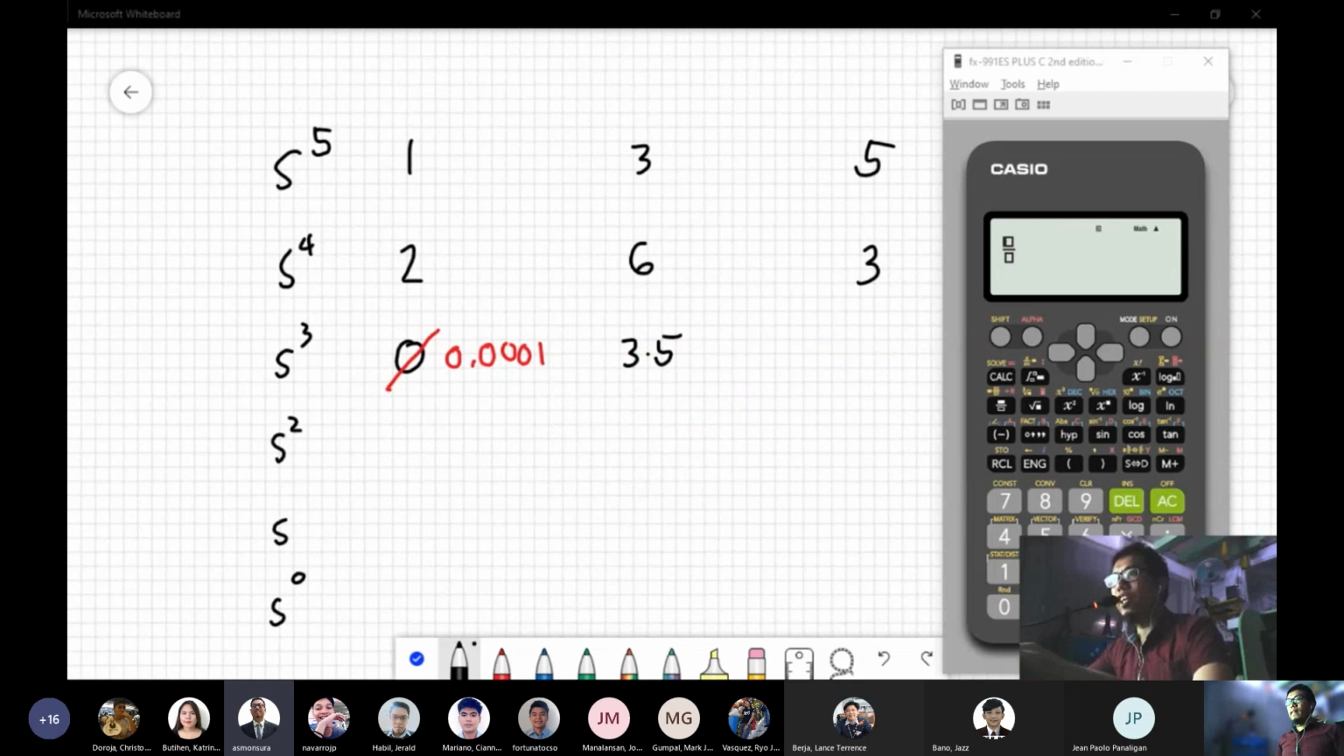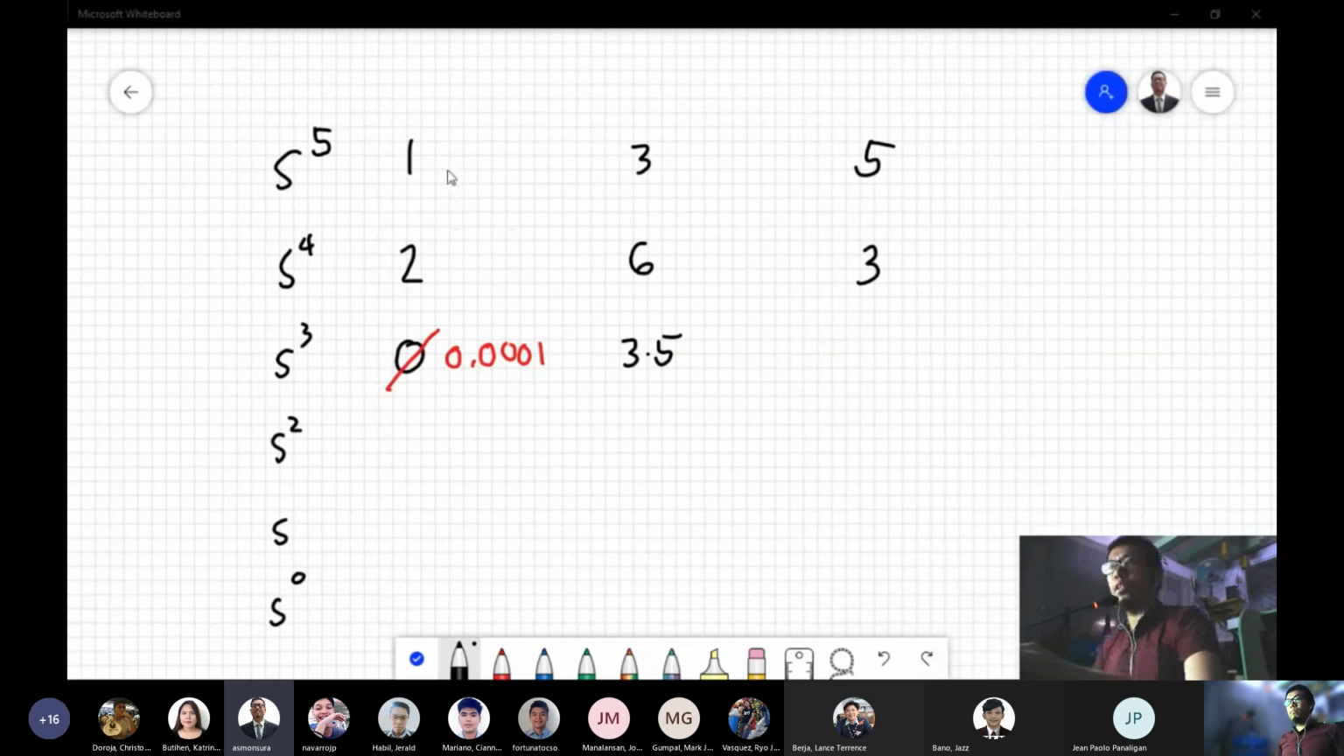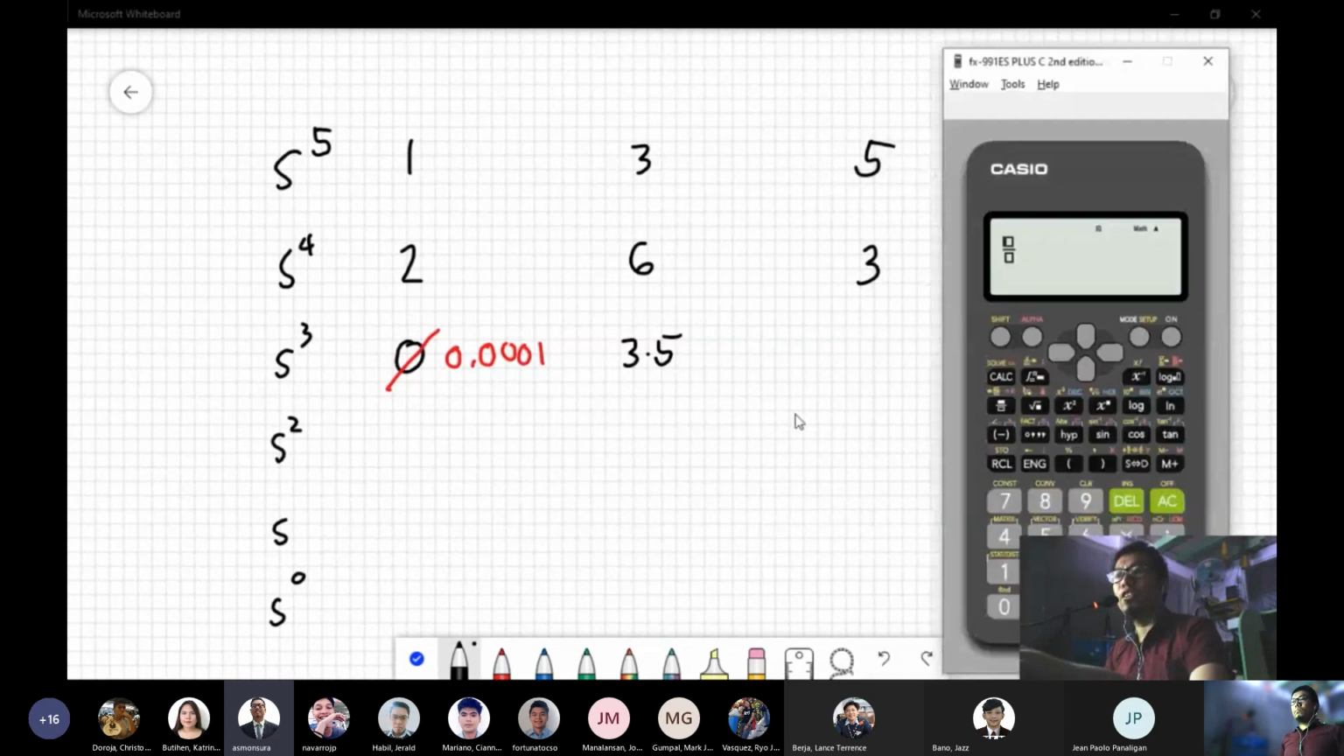Halimbawa, ito na nga yung ating route table. Sinimulan ko na siya. Okay, so 1, 2, 3, 6, 5, 3. So again, pagka kinumpute natin ito, itong part na to, this becomes 0. Okay, pero in this case, instead na 0 yung epsilon yung ipapalit ko sa kanya, ipapalit ko sa kanya is 0.0001 instead. A positive small number. So that pag kinumpute natin ito ngayon, that becomes 0.